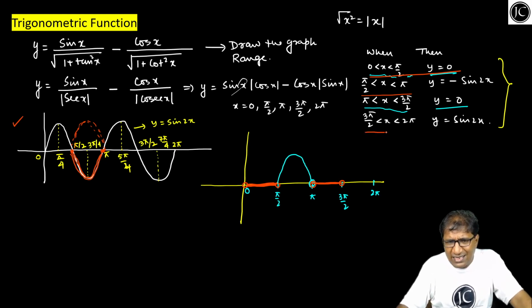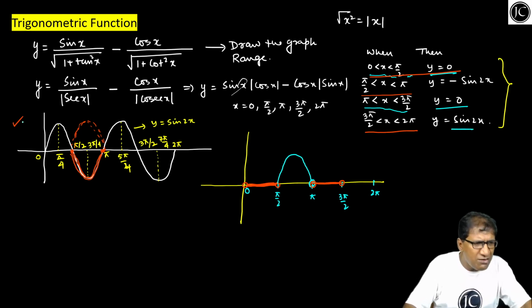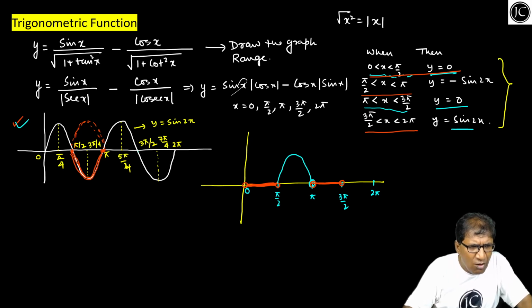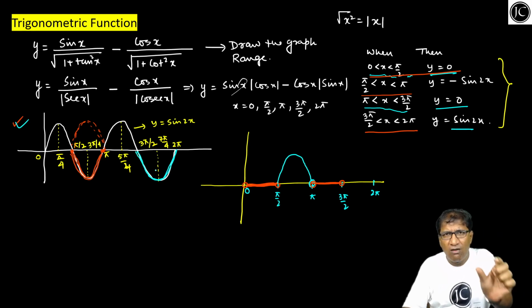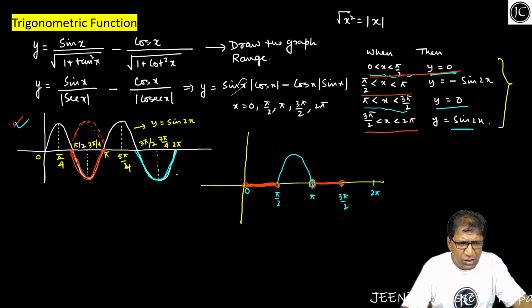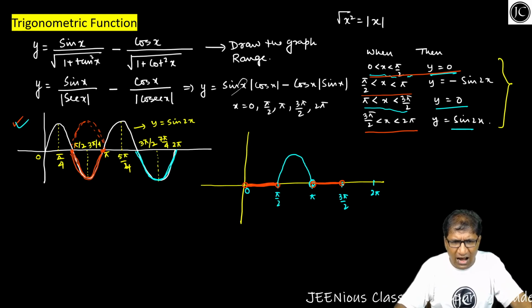Now, when x is lying from 3 pi by 2 to 2 pi, y is sin 2x. Now, again refer to this graph. When x is lying from 3 pi by 2 to 2 pi, look at the graph very carefully. We are talking about this portion, because this is the portion which sin 2x represents when x is lying from 3 pi by 2 to 2 pi. Therefore, we will choose this portion only. That is, the graph will come something like this.